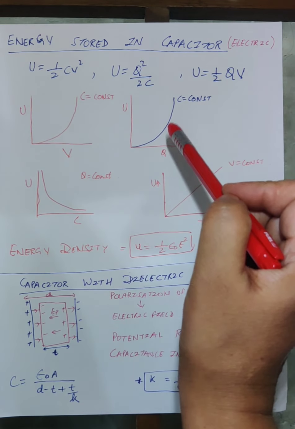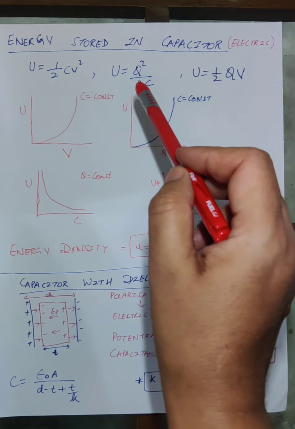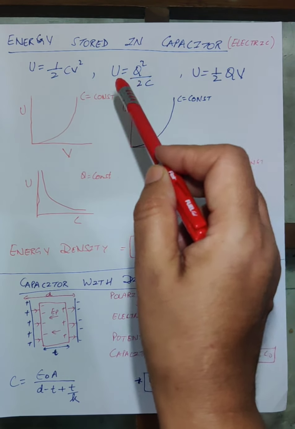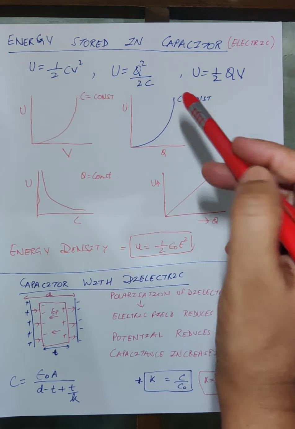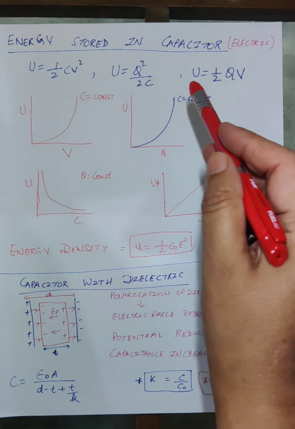Now the next graph is U and Q keeping C constant. As you can see, again your C is constant. So what do you mean? Your U is directly proportional to Q square. Again the graph will be a parabola.